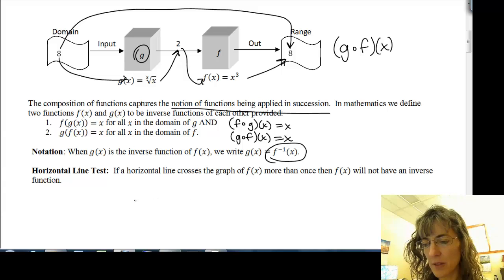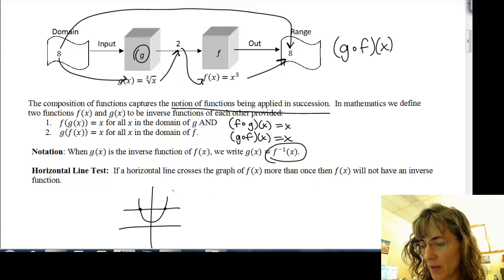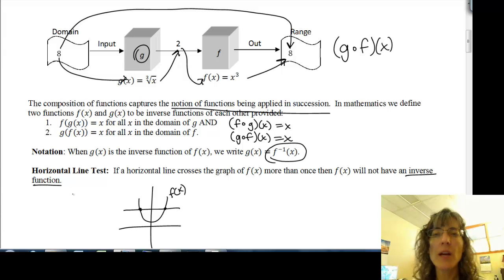And remember the horizontal line test. So if we have a graph like that, for example, if a horizontal line crosses the graph in more than one place, then this function does not have an inverse function. And remember, it does have an inverse, but the inverse is not a function. And remember also, in the last assignment, you were able to specify part of the domain so that you could make the resulting inverse a function.